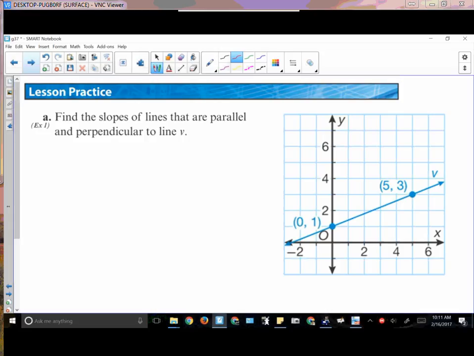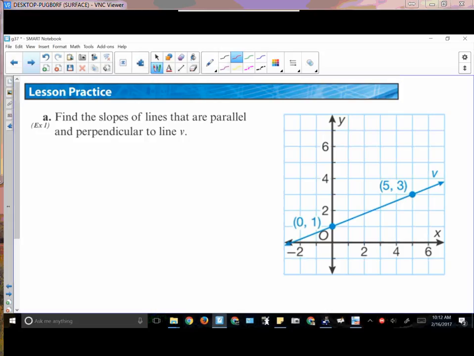All right. So we're supposed to find the slopes of lines that are parallel and perpendicular to V. So let's start it off this way. Leah, what do we got for parallel? What would the slope be? Did you work out the slope? You're working on it, huh?